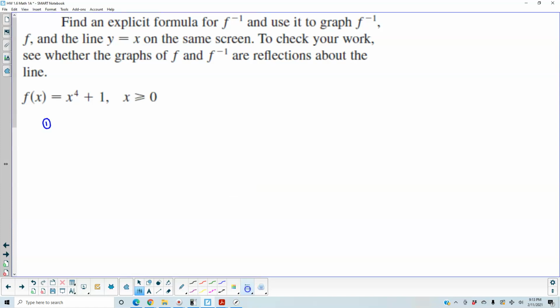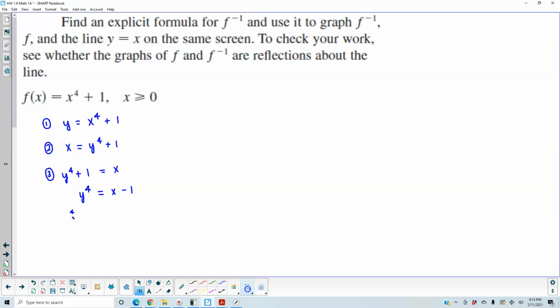So we're going to replace f of x with y, so y is going to equal x to the fourth plus 1. And then we're going to interchange x and y, so x is going to equal y to the fourth plus 1. And then over here, I'm just going to rewrite y to the fourth plus 1 on the left side and set that equal to x. Now we're going to solve for y, so we're going to subtract 1 from both sides. So y to the fourth is equal to x minus 1.